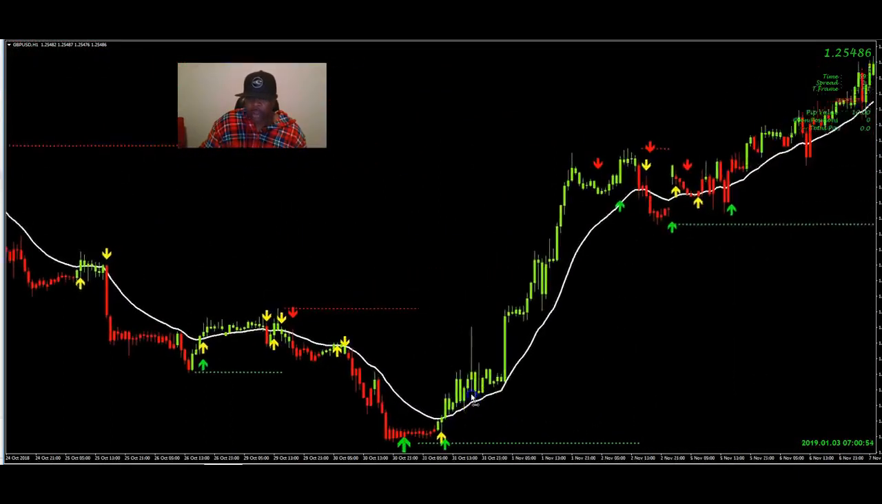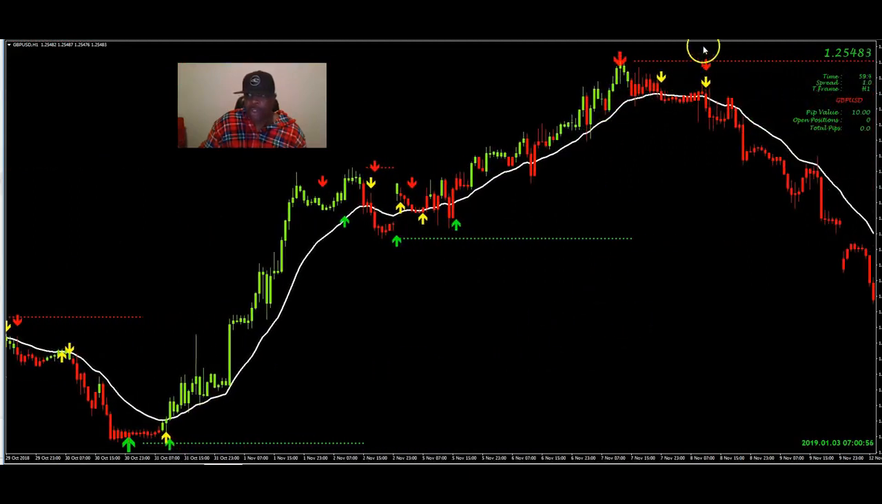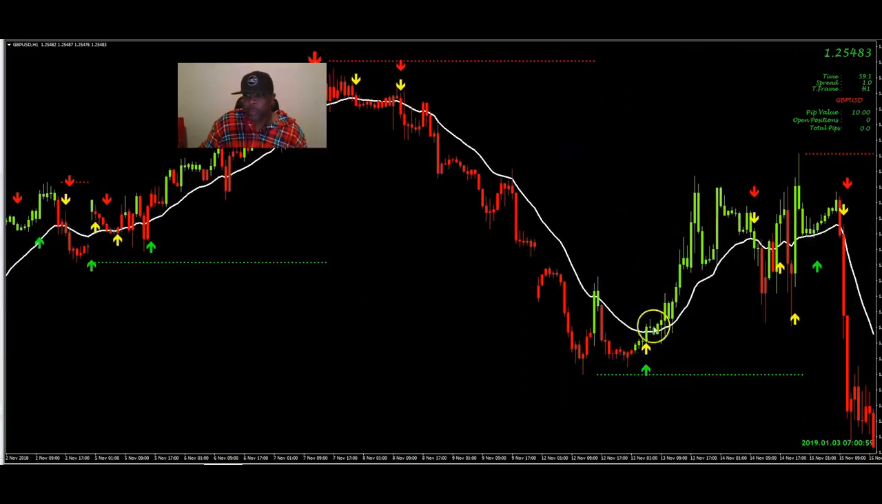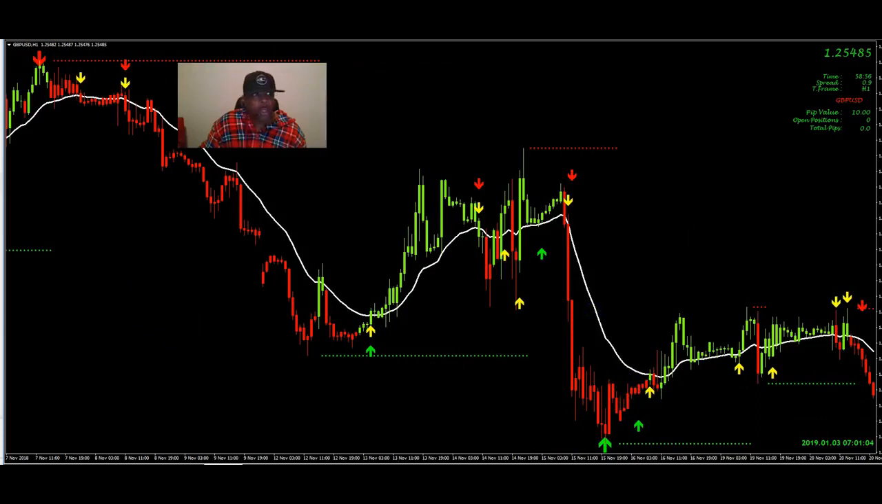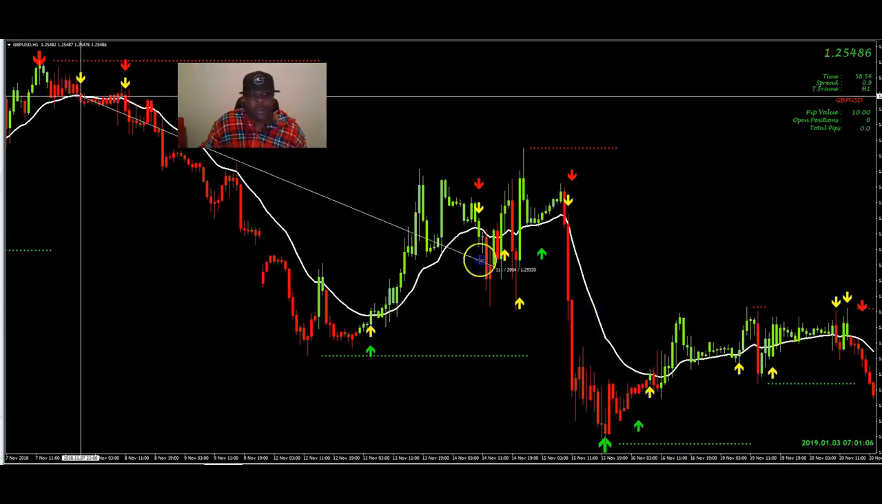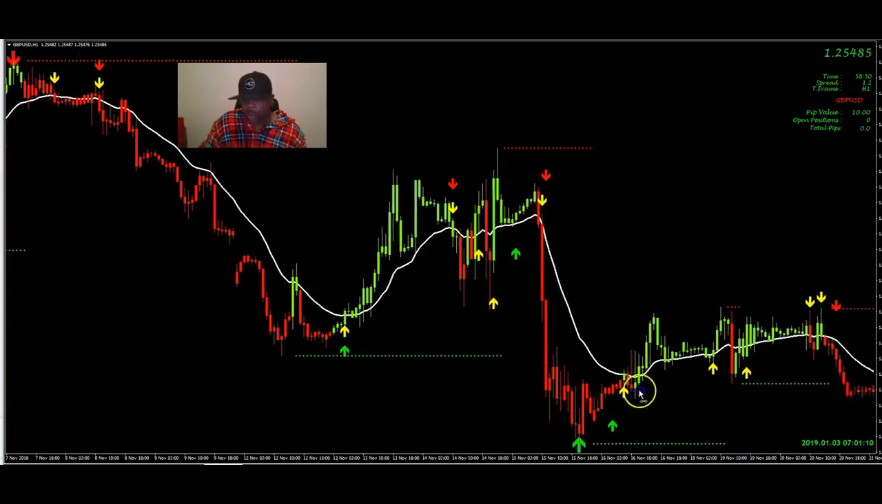There we go again. See? Doesn't matter about the pair. Uh-oh. What do you see? Boom, boom, boom. Let's see what it does. Boom. It came back up. And then boom. All the way back down. How many pips is that? So we can do this all day long, people. 320 pips.